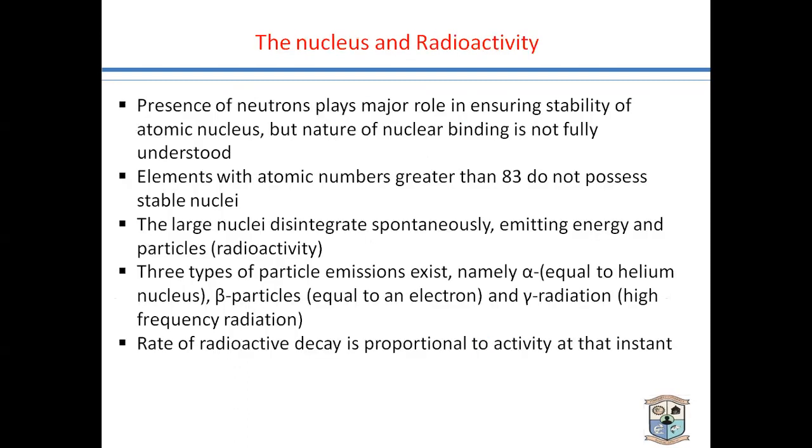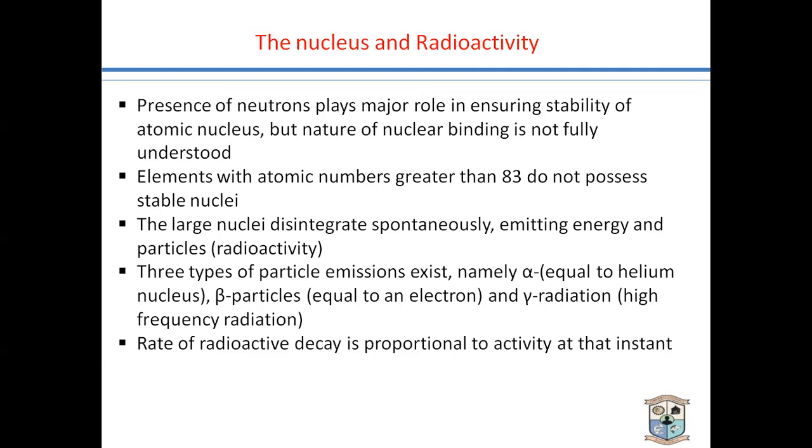Okay, so we come to nucleus and radioactivity. The presence of neutrons plays a major role in ensuring stability of the atom nucleus. But the nature of the nuclear binding is not fully understood. And what else do we know? Elements with atomic numbers greater than 83 do not possess stable nuclei. And these are just notes for you to take note of.